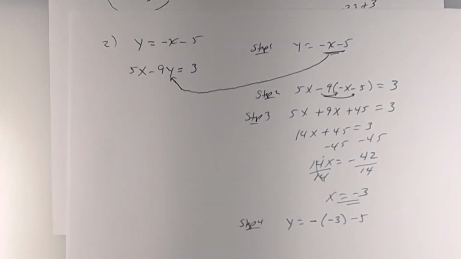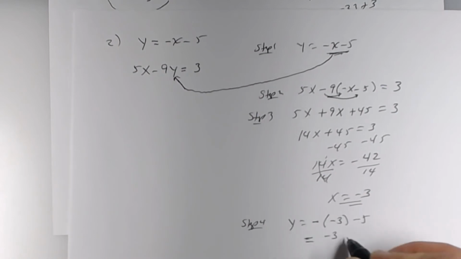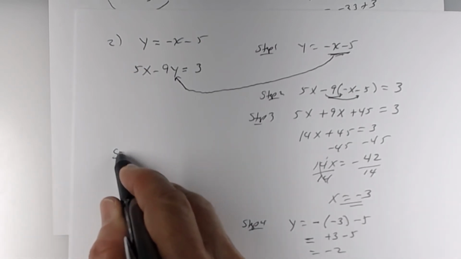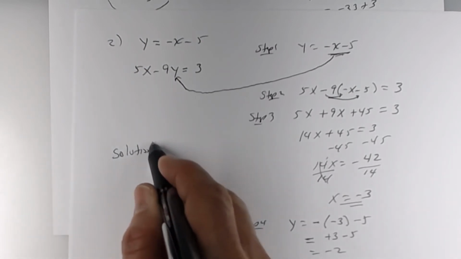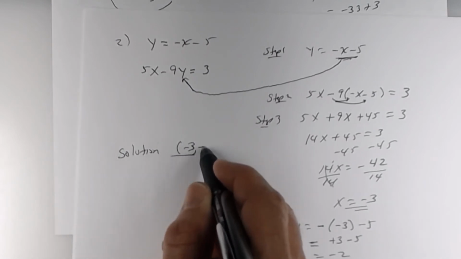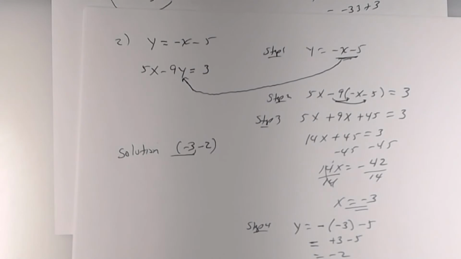What's the opposite of a negative 3? And what's 3 minus 5? Negative 2. That's positive 3 minus 5, right? Negative 2. So my solution is what point? Yeah, negative 3. X is negative 3. Y is negative 2. That's your solution. And again, you can check and all that.